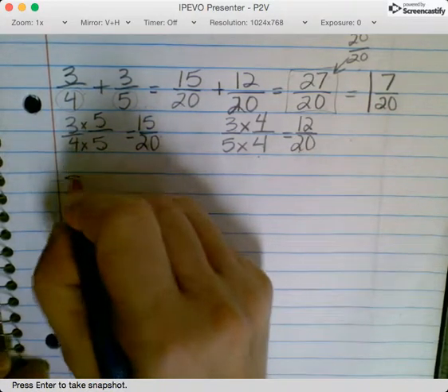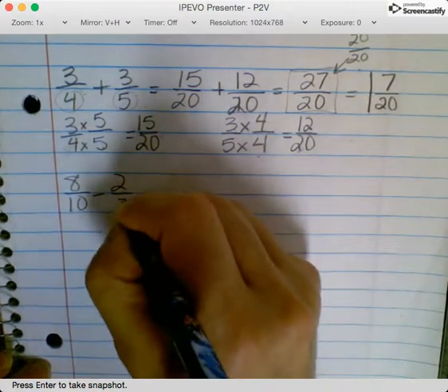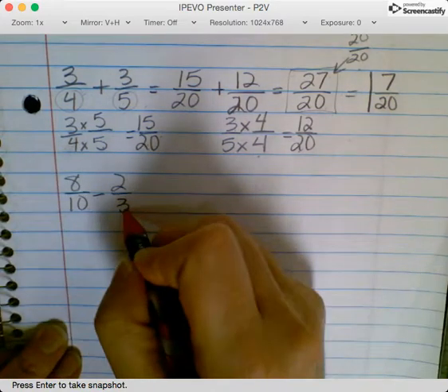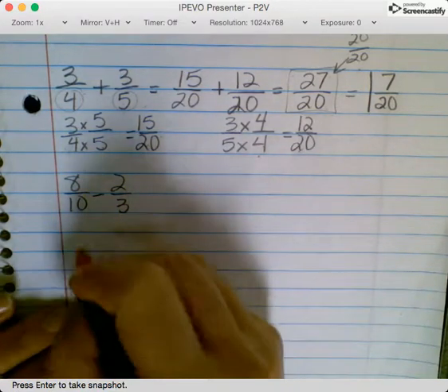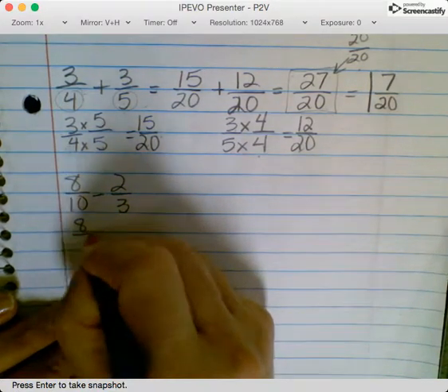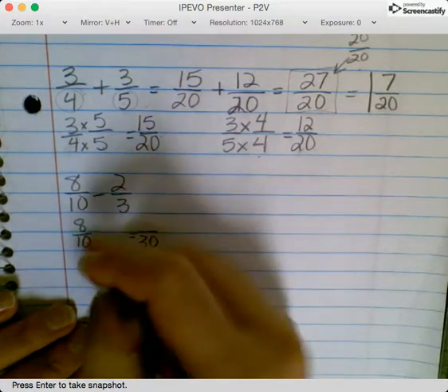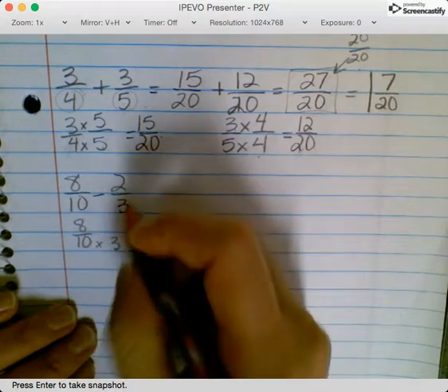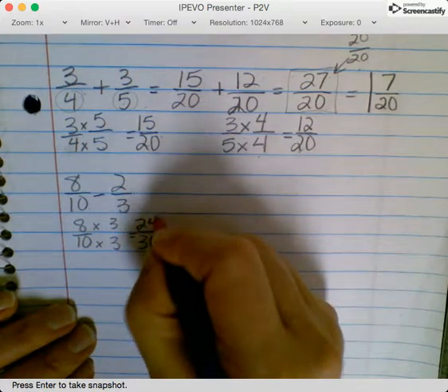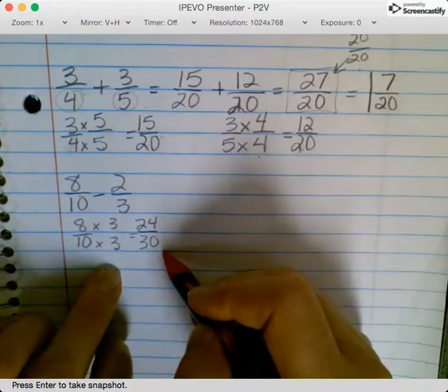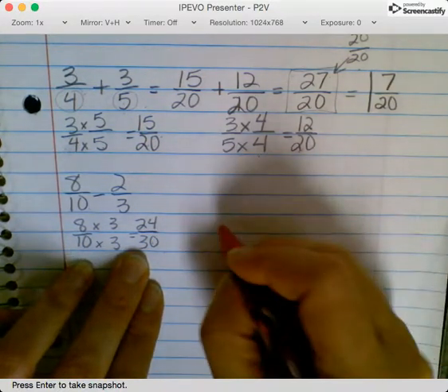Another example, we could do 8/10 take away 2/3. 10 and 3, the number that they have in common is 30. So 8/10 I'm going to make into something over 30. I take 10 times 3, and I take 8 times 3. 8 times 3 is 24, and 10 times 3 is 30. So this is equivalent to 24/30.